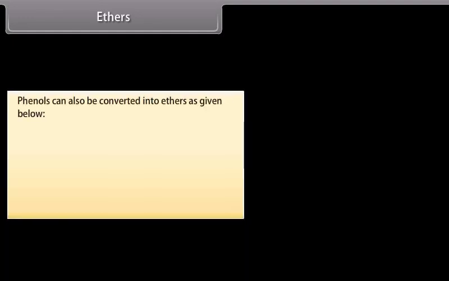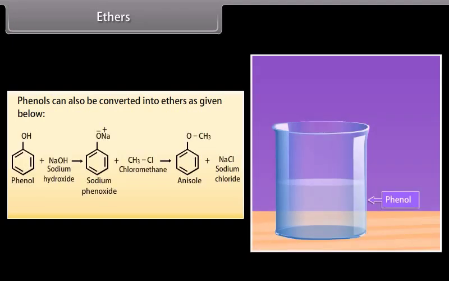Phenols can also be converted into ethers as given below. On mixing sodium hydroxide with phenol, it forms sodium phenoxide. Then, on adding chloromethane, it forms anisole and sodium chloride.